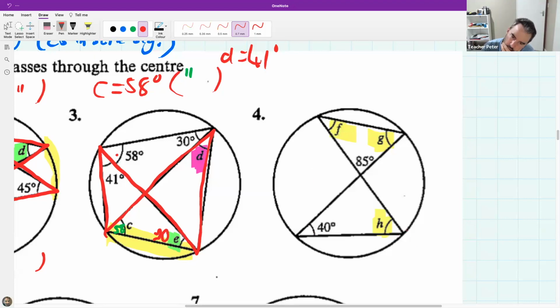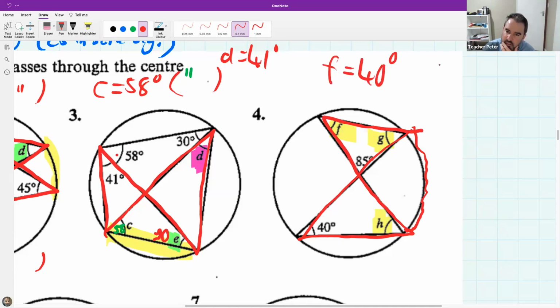Okay, so here is my arc. I'm being a bit lazy. I'm not using 2 colors. So F is 40, and then there'll be angles in the same segment.